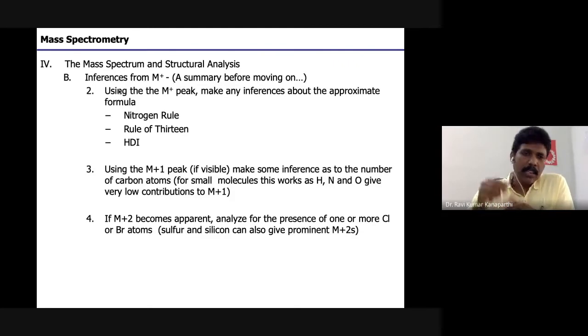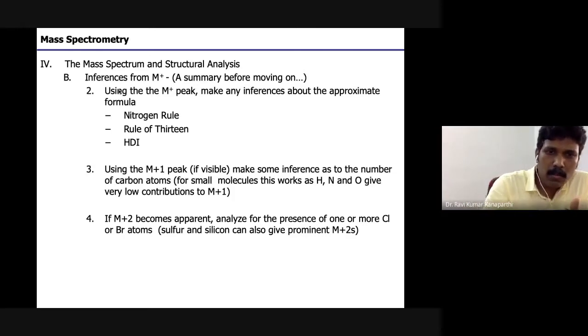Okay, those are kind of thumb rules. Please remember that. Similarly, m+2 can also be because of sulfur or silicon. Sulfur is approximately 3% and silicon approximately 5% present. So the m+2 peak will give some information. Similarly, the m+1 peak also will give some information. So record all those things and note them down.